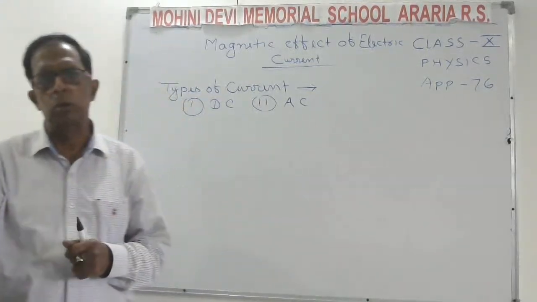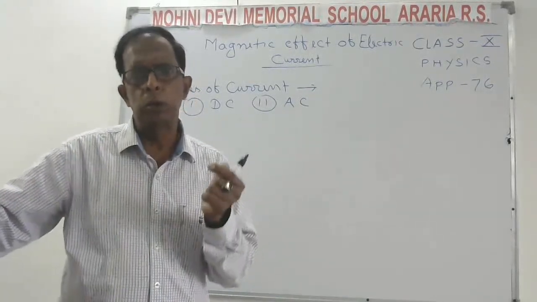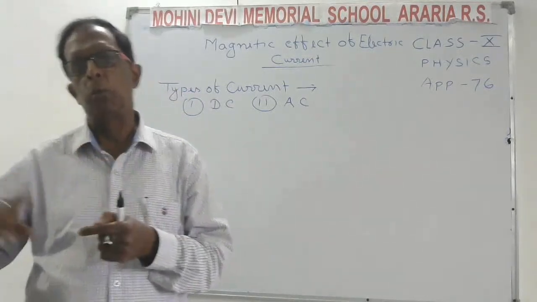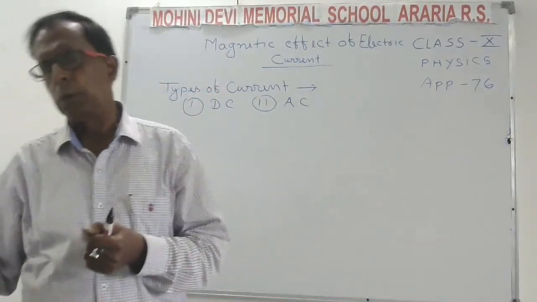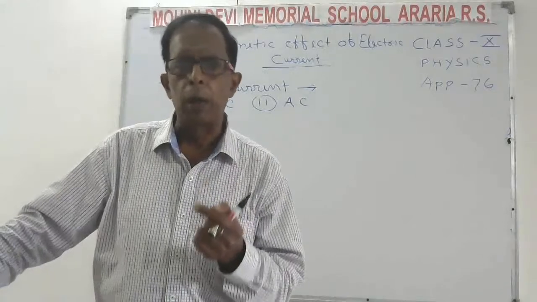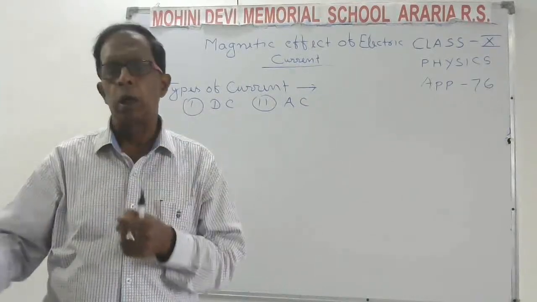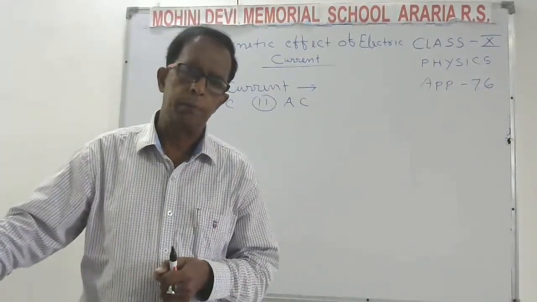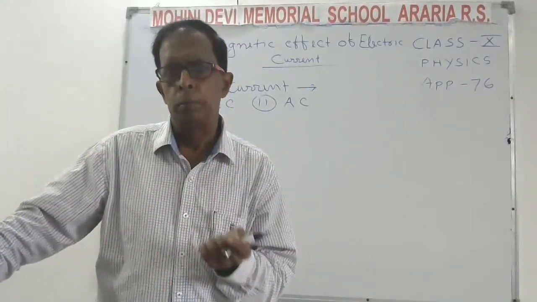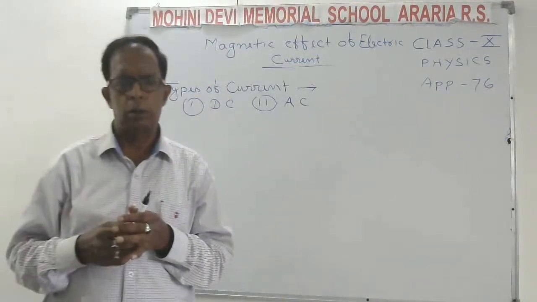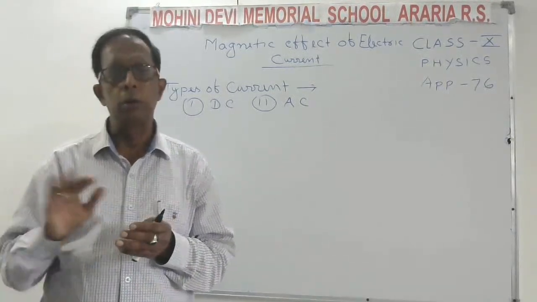I have also taught you what a motor is. Motor is a simple device in which the input is electrical energy and the output is mechanical energy. And DC generator is a simple device in which input is mechanical energy and output is electrical energy. And the generator produces electric current that may be AC current or DC current.